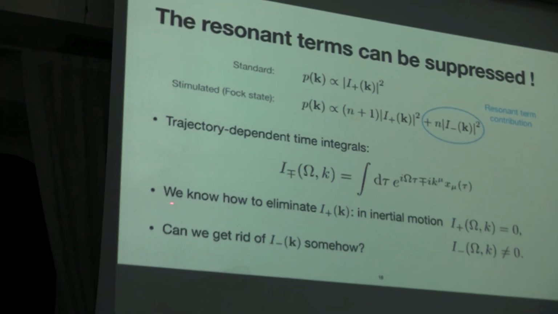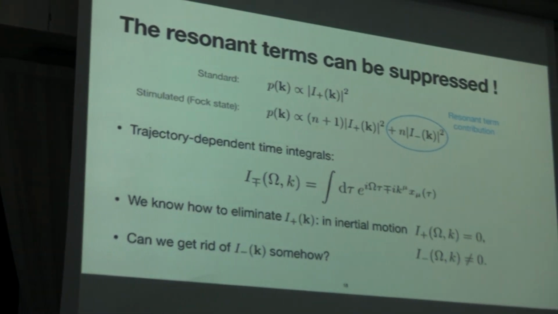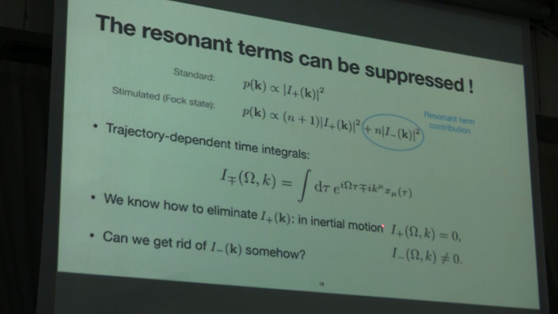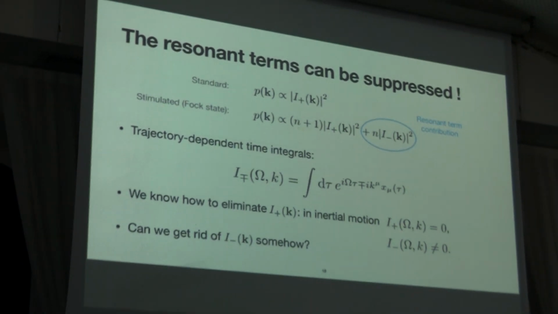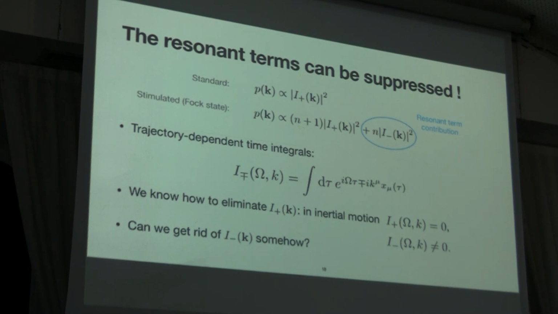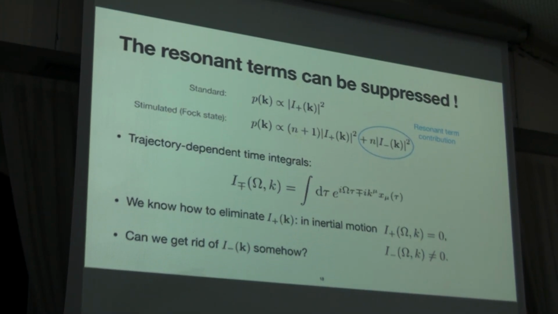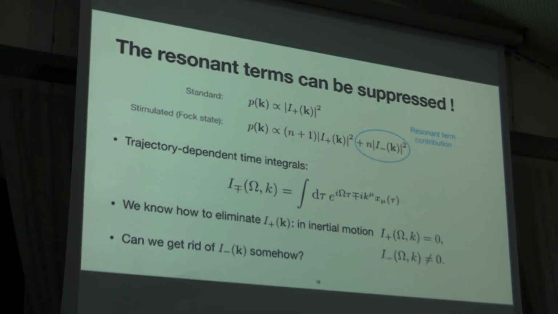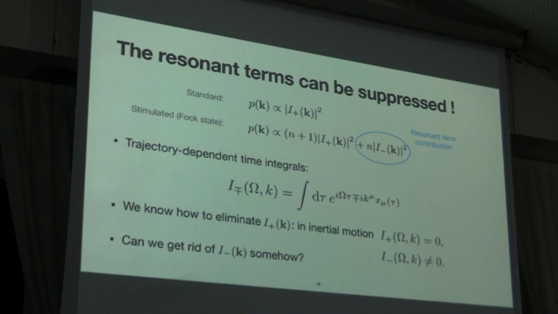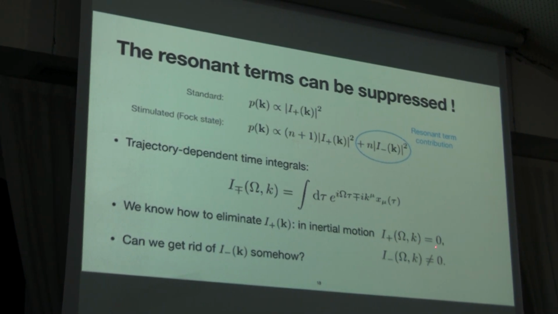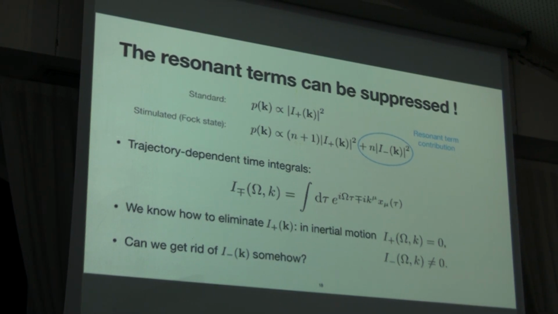So we know how to eliminate the I plus time integral. In inertial motion, it's equal to 0. We all know this fact. Basically, you cannot have Unruh effect if the detector is moving in inertial motion, which is why Unruh effect is an effect that comes with accelerated trajectories. So you need an accelerated trajectory in order to have this be non-zero. So this is the non-resonant time integral.